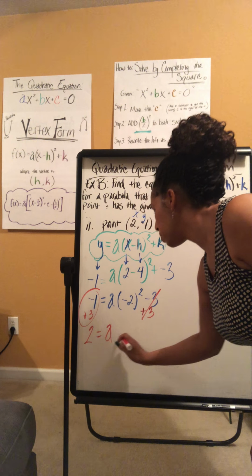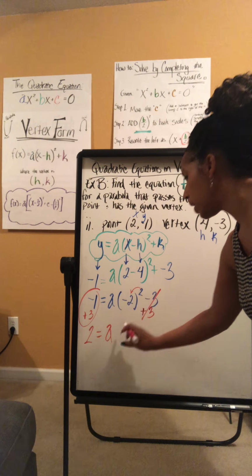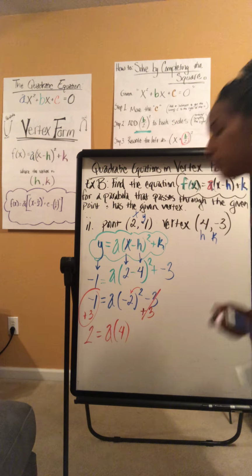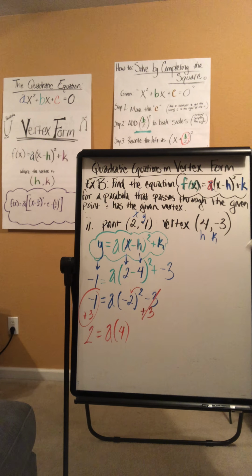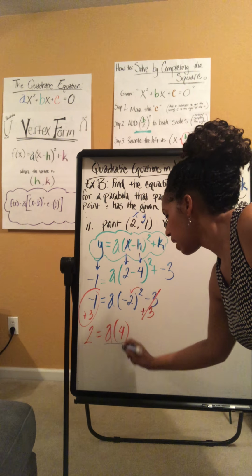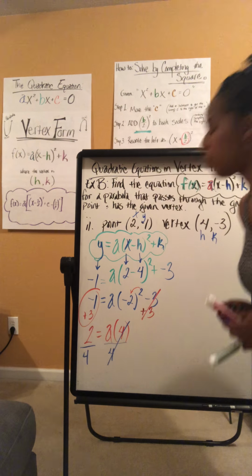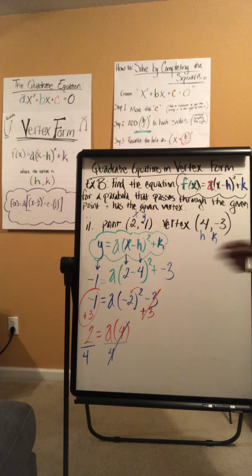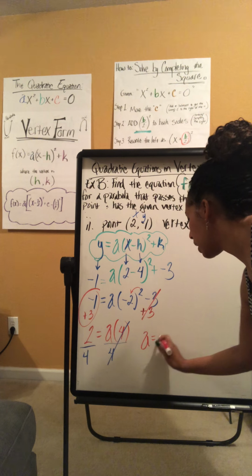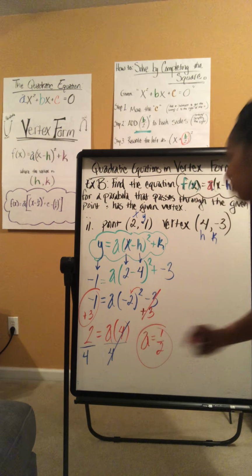So I have 2 equals a times, and negative 2 squared is a positive 4. Then here, a times 4, so I will divide by 4 to get a all alone. And what I end up with is a 2 over 4, which we know reduces into a 1/2.